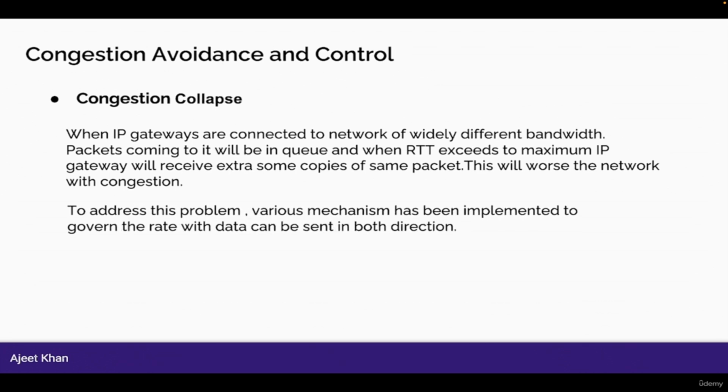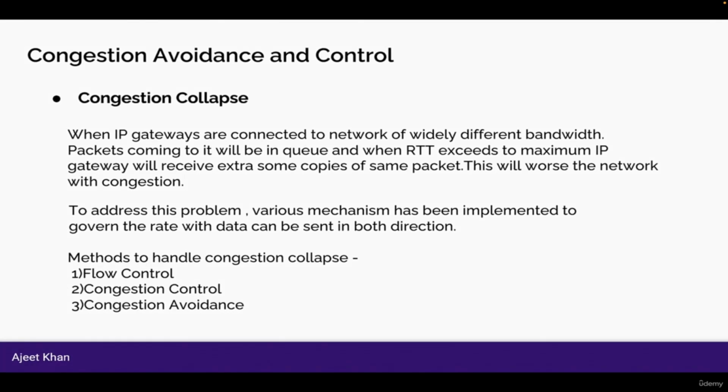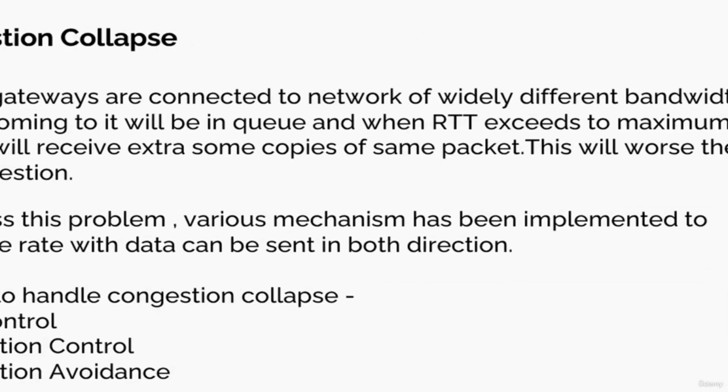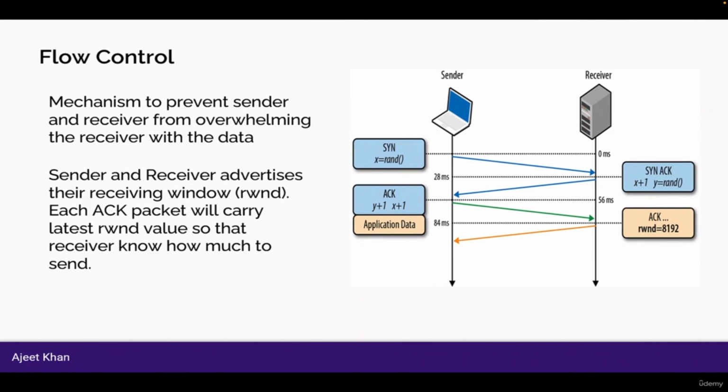To address this problem, various mechanisms have been implemented. There are certain methods to handle congestion collapse. One is flow control, second is congestion control, and third is congestion avoidance. Let us understand what flow control is.